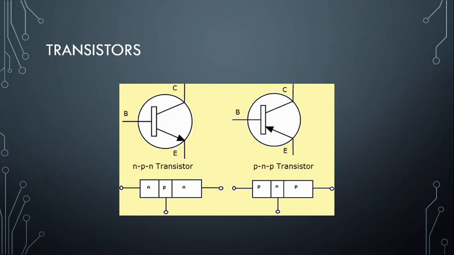NPN transistors allow electricity to pass from the collector pin to the emitter pin. They are represented in a schematic with a line for a base, a diagonal line connecting to the base, and a diagonal arrow pointing away from the base. You can see this in the image given. PNP transistors allow electricity to pass from the emitter pin to the collector pin. They are represented in a schematic with a line for a base, a diagonal line connecting to the base, and the diagonal arrow pointing towards the base.